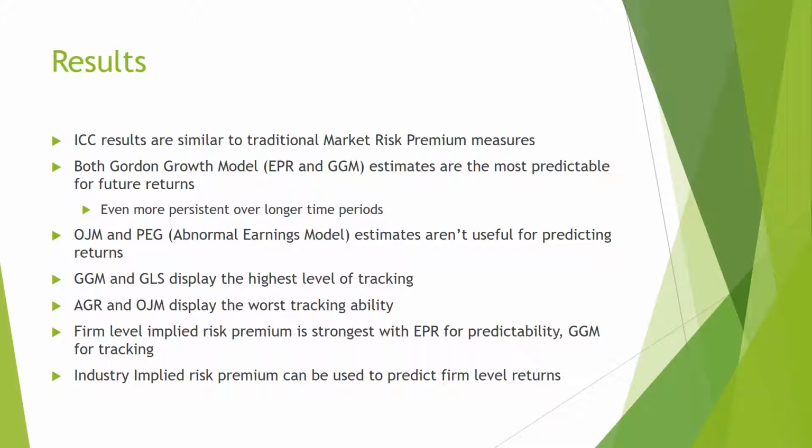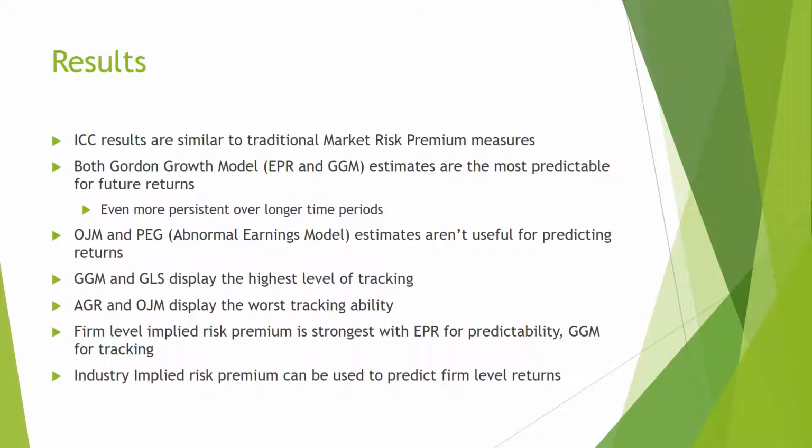And there's a level of tracking, as in you look at the cost of capital now, and it helps you predict what the cost of capital will be in the future. It's found in some residual income models, well, one of the residual income models as well as one of the Gordon growth models. And once again, abnormal earnings models don't really help with tracking ability either.